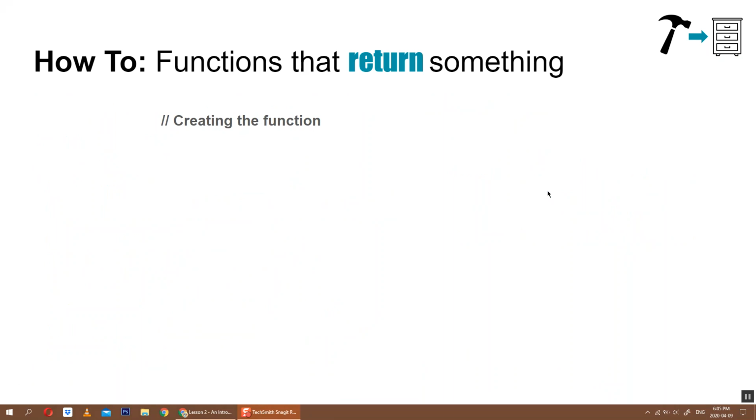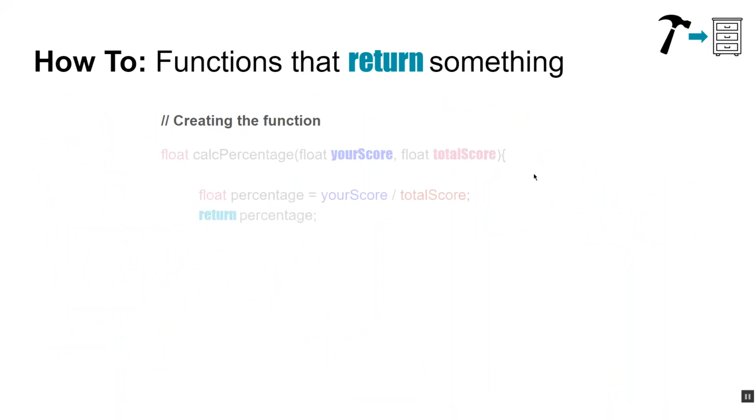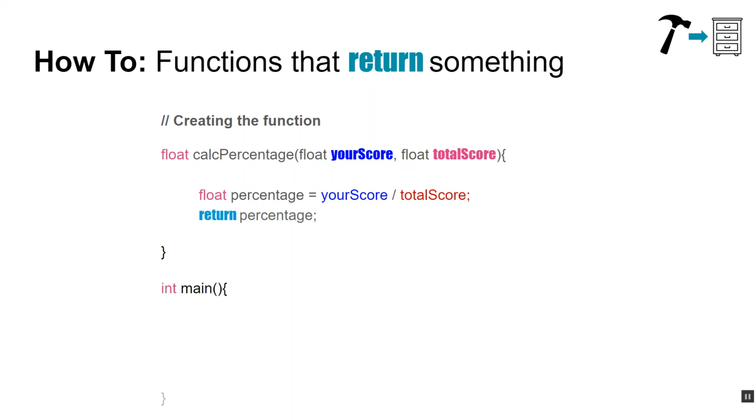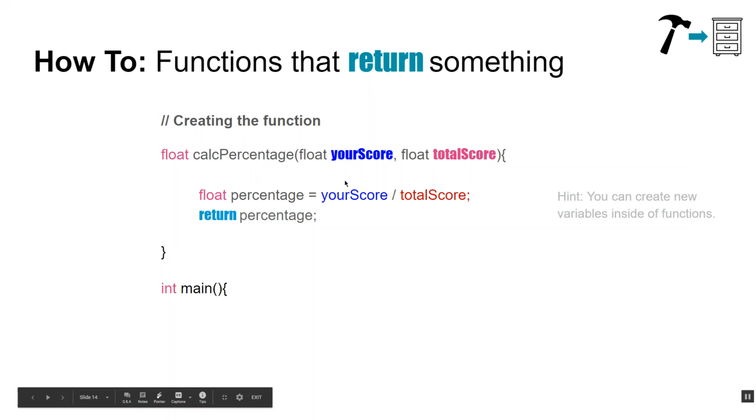So let's look at an example of a function that returns something. In this case, when we create the function, let's say we create something called calc percentage, and it just takes your score and your total score, divides them, and then it's going to return that value. So we've created that function, and then inside of our main, we call the function. Oh yeah, and you can create variables inside of functions if that wasn't clear. Like this is a variable that was created just for this function. That's fine, you can do that.